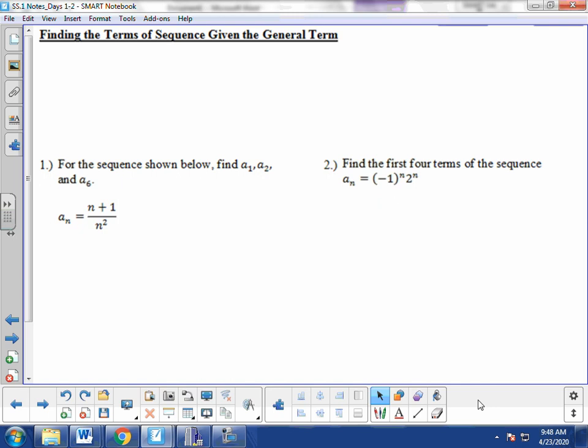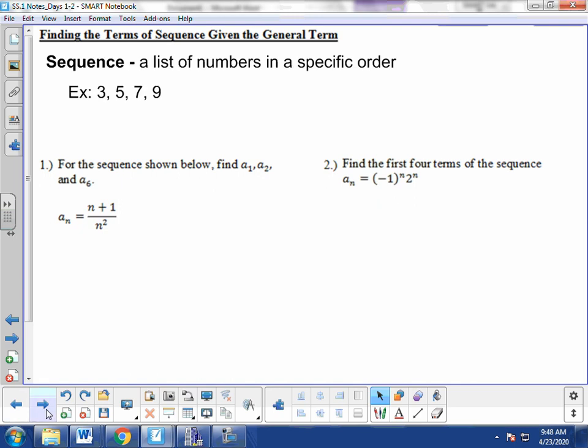So the first section here is finding the terms of a sequence given the general term or basically a description of what the sequence is. In order to find terms, we need to understand what a sequence is. A sequence is basically a list of numbers in a specified order. Order is important for sequences.